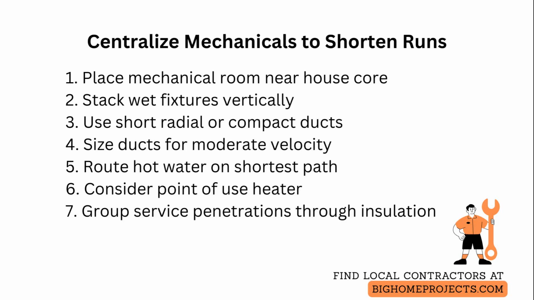Route domestic hot water on the shortest practical path and consider a small point-of-use heater for remote baths to avoid long insulated hot water runs and the heat loss and wait time they cause. Minimize service penetrations through the insulated envelope by grouping vents, conduits, and pipes, so continuous insulation and air barriers are easier to install and maintain, which lowers both material costs and the chance of energy penalties.